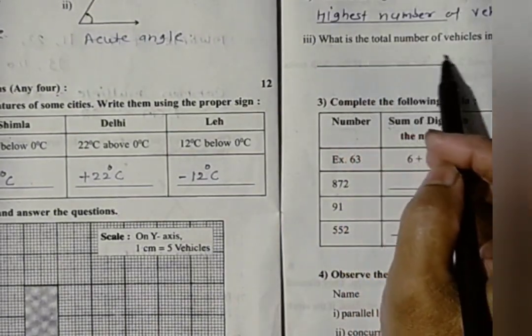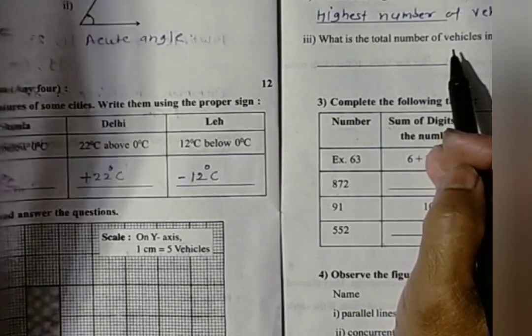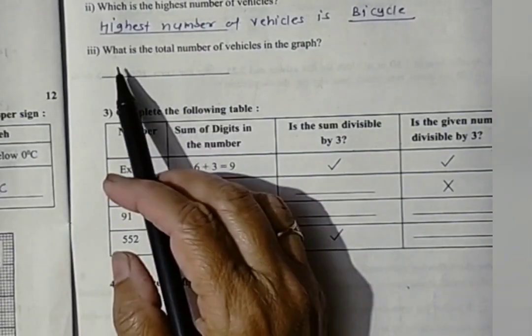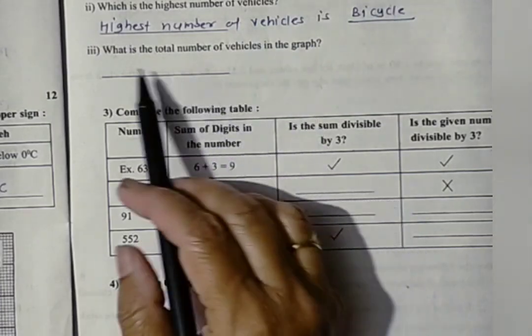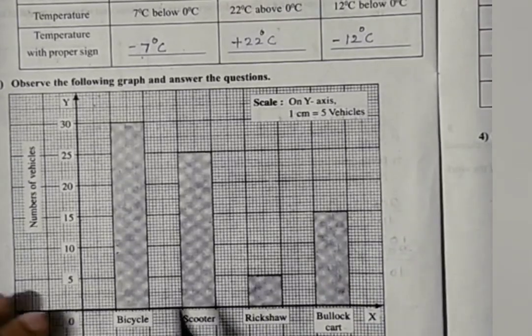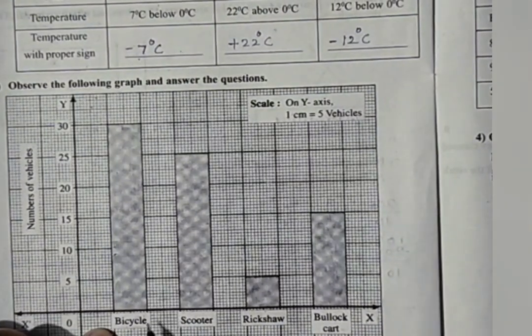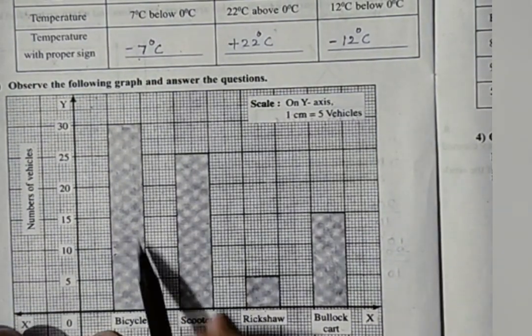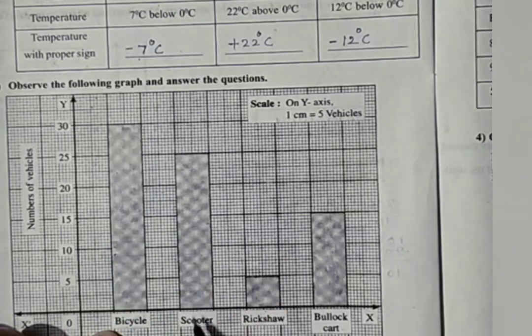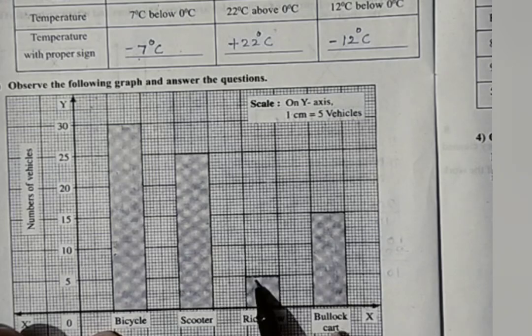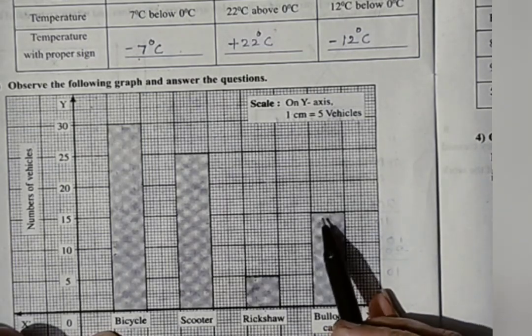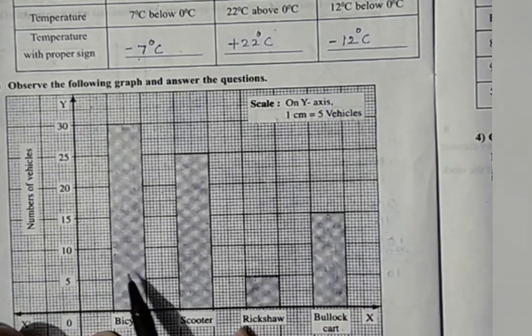What is the total number of vehicles in the graph? Total number of vehicles. Let us see. Bicycle is 30. Scooter is 25. Rickshaw 5 and bullock cart 15. Take the sum of these numbers.